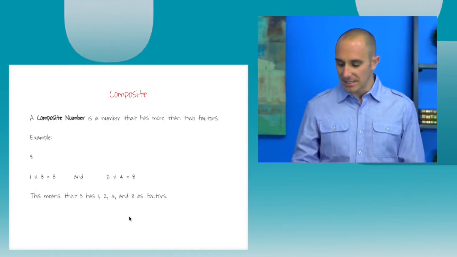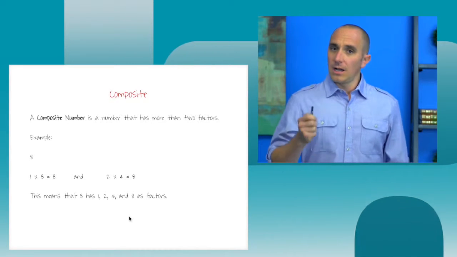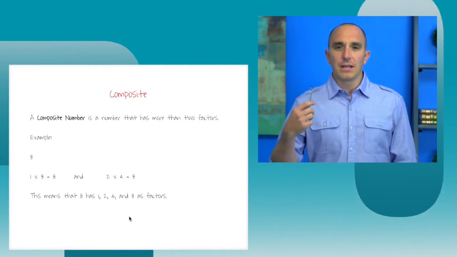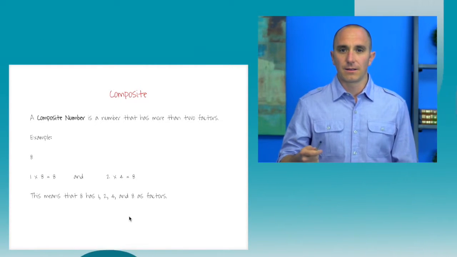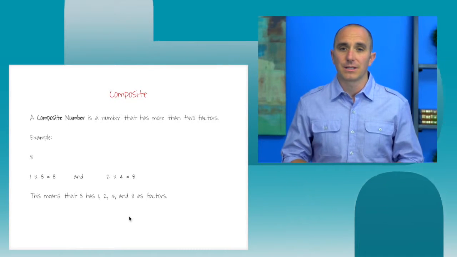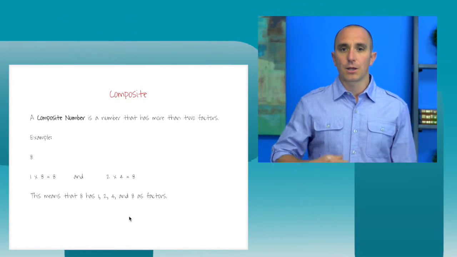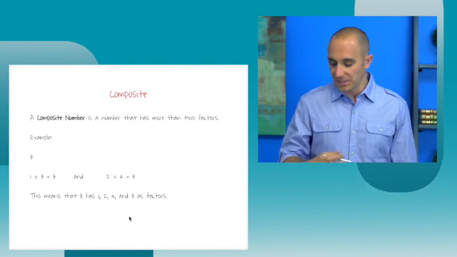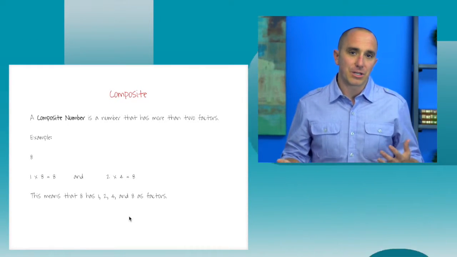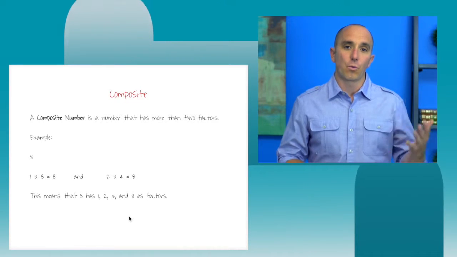Let's look at what a composite number is. A composite number, and if you think about the word composite, you might hear the word composed in it. And composed of means it has multiple things. And that's what a composite number is. A composite number has multiple factors that go into it. And when I say multiple, I really am just meaning more than 2, more than 1 and itself.